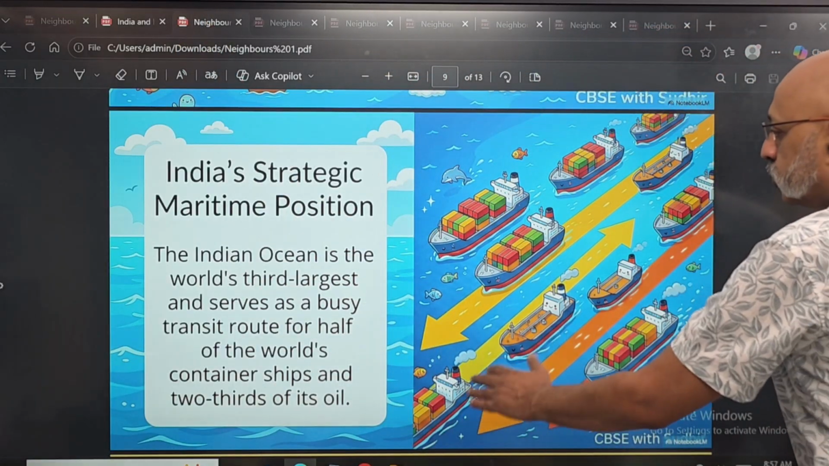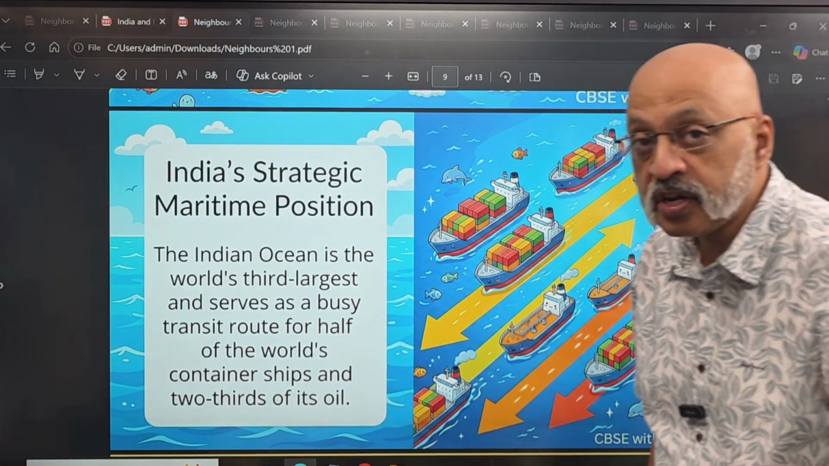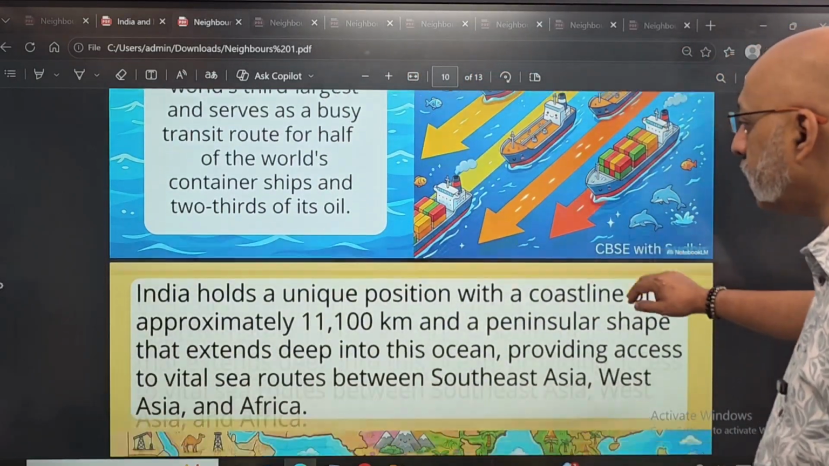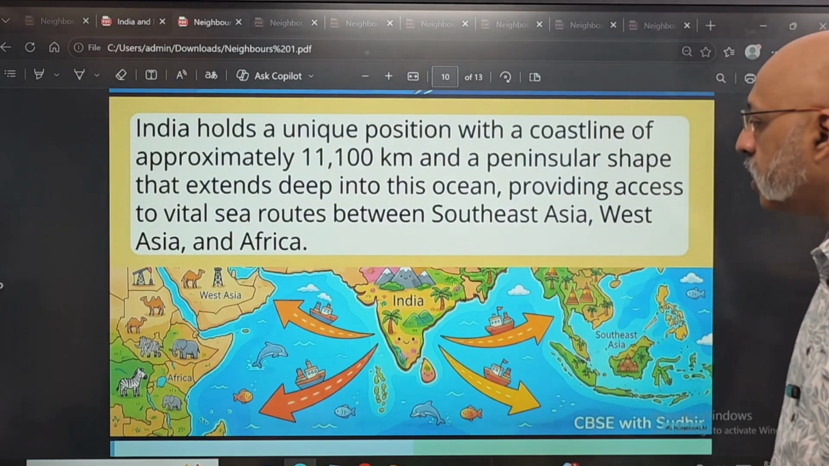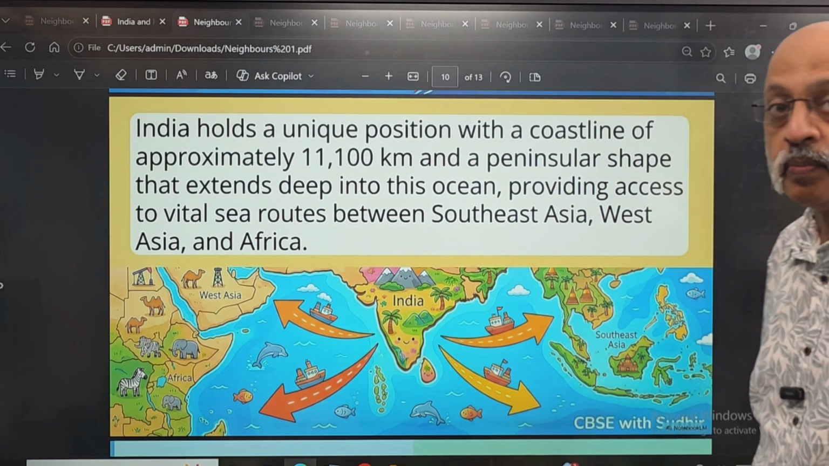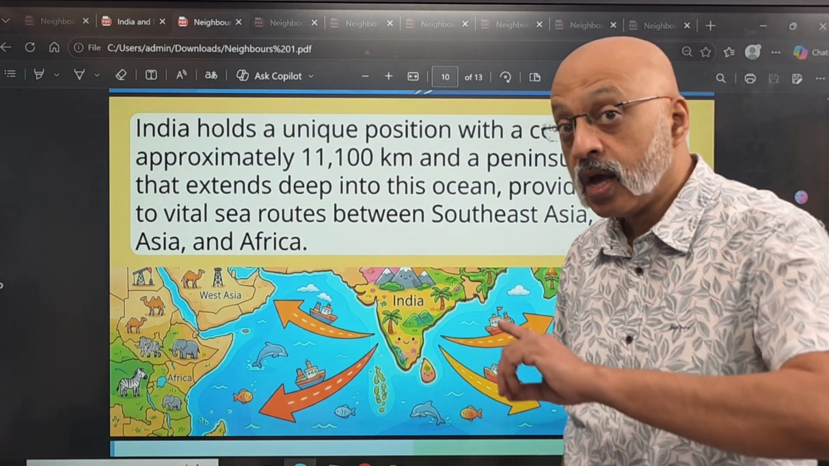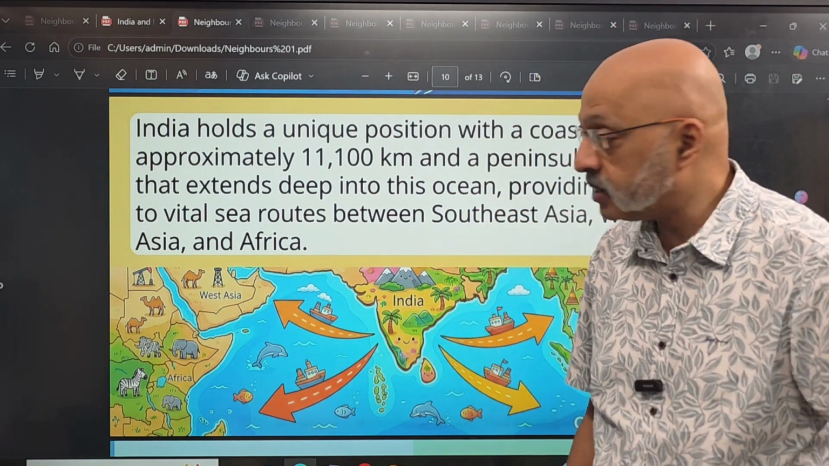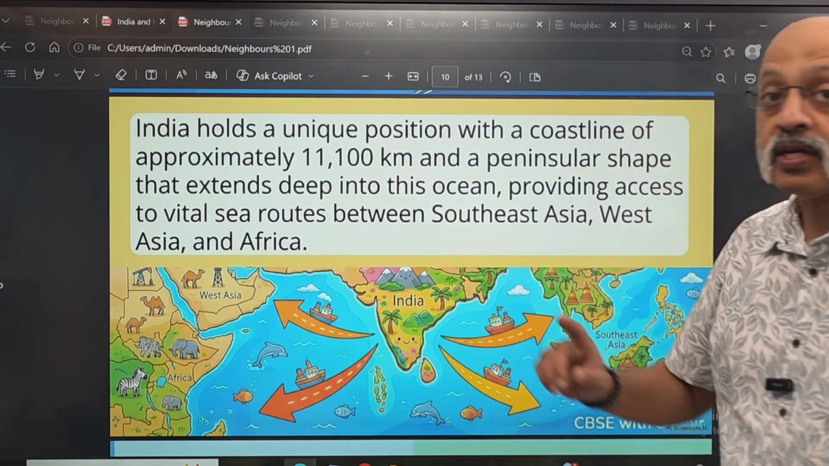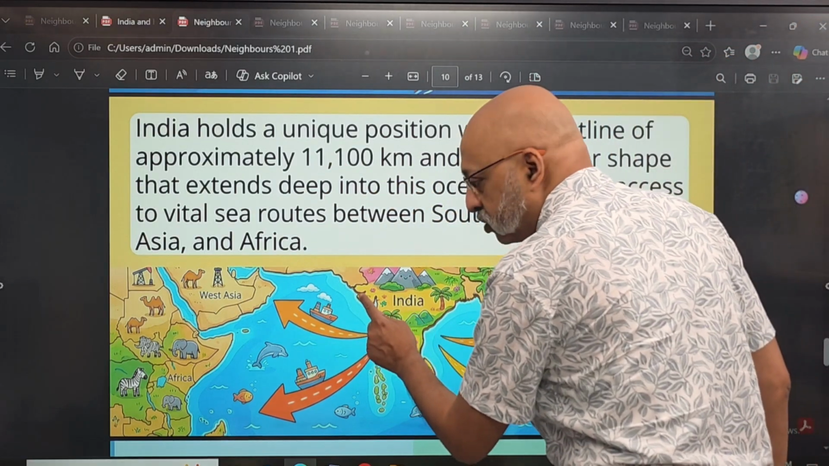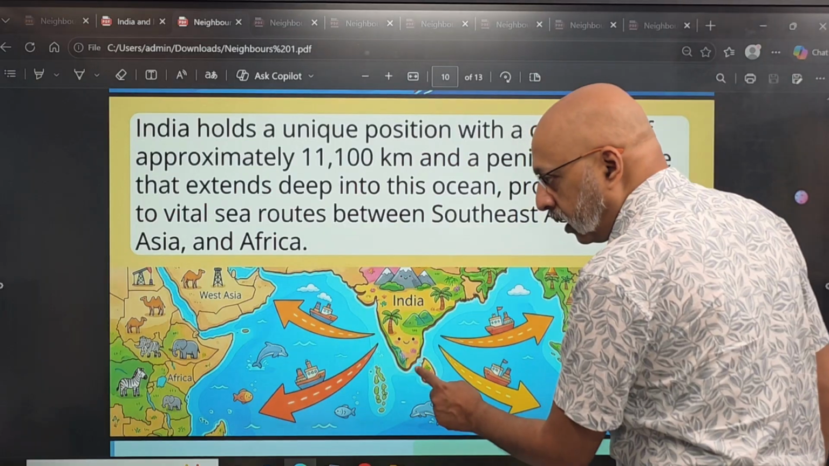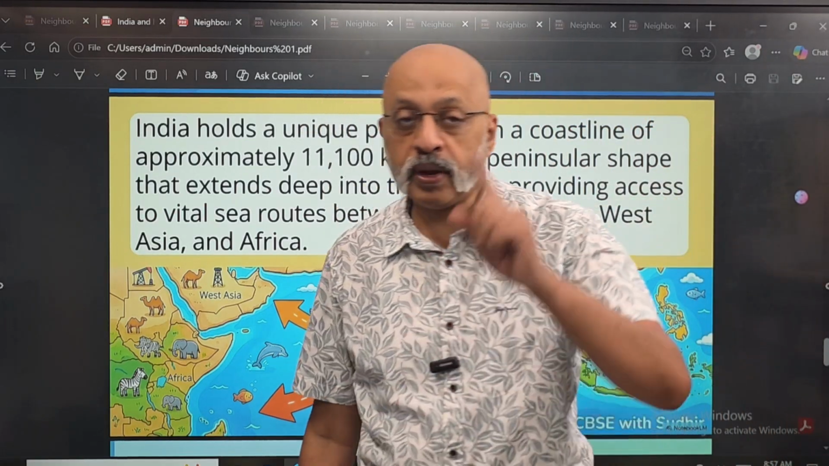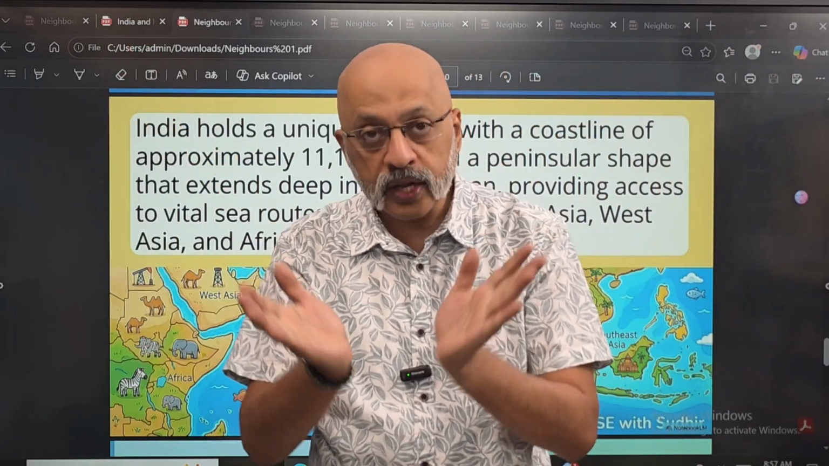So this is important. The Indian Ocean that way is an extremely important strategic asset for the entire world as a trade route. India holds a unique position with a coastline of approximately 11,100 kilometers. You have talked about 15,100 kilometers of borders with the neighbors. You have 11,100 kilometers of coastline. The coastline is where? Stretching from Gujarat down to Kerala, Tamil Nadu, and going right up to Bengal. Gujarat to Bengal, going through the entire coast.